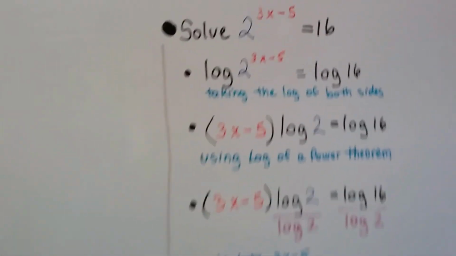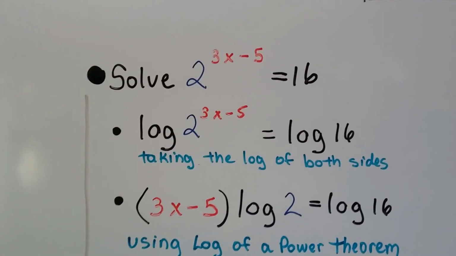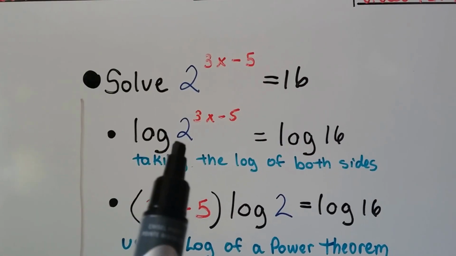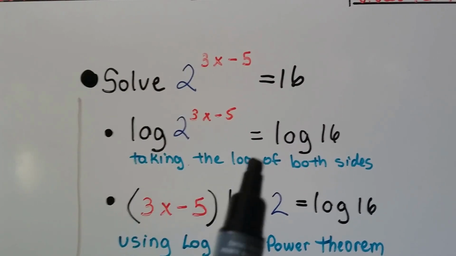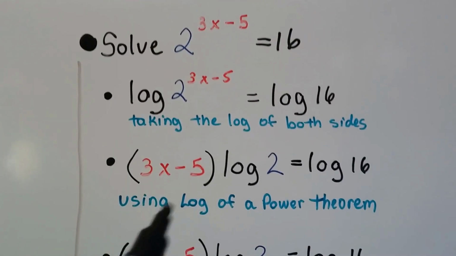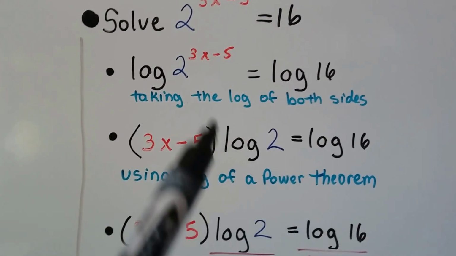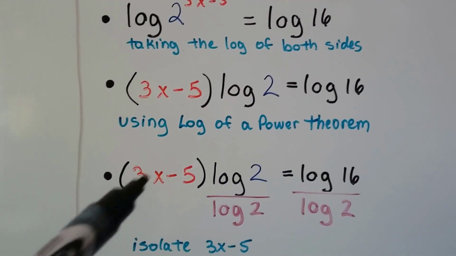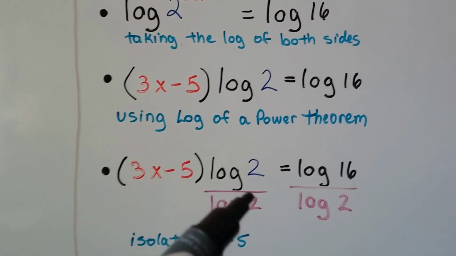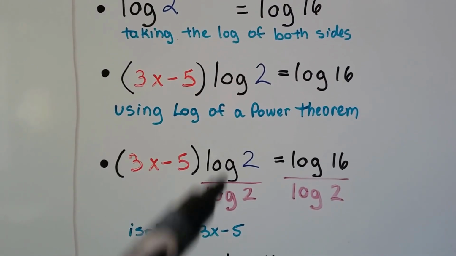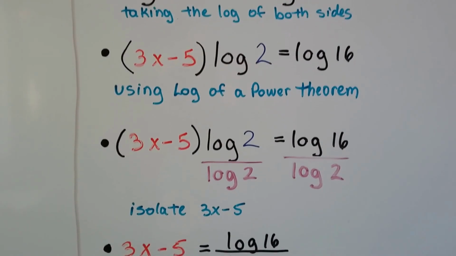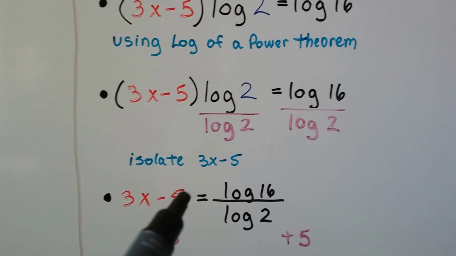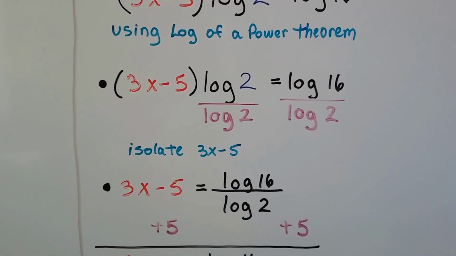Let's try a different one. We're going to solve 2 to the 3x minus 5 equals 16. We take the log of both sides, so we have log 2 to the 3x minus 5 equals log 16. Remember what that log of a power theorem said. We could take that exponent and put it in front and multiply it, can't we? Now we can isolate this by dividing both sides by this log 2. That's going to create a 1, isn't it? Identity property. We don't need to write it. And we get 3x minus 5 equals a quotient of log 16 and log 2.